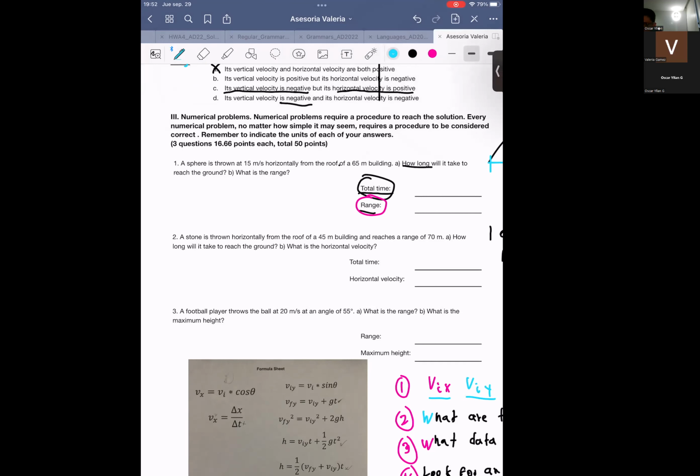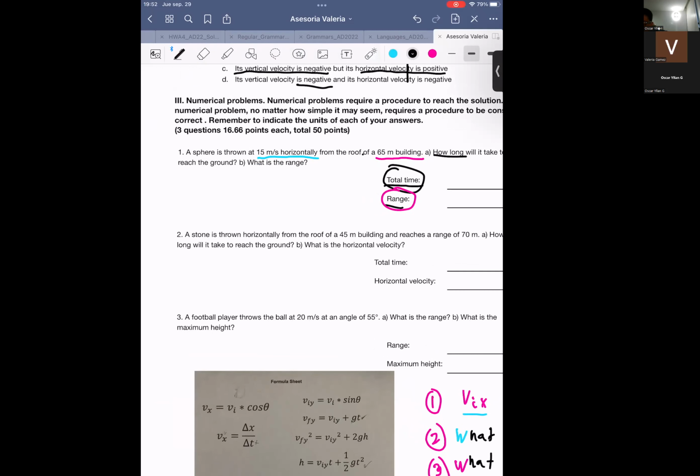Okay. A sphere is thrown 50 meters horizontally, right? Yes. From the roof of a 65 meters building, right? Yes. So basically, the 50 meters per second horizontally, the velocity, the horizontal Vx, right? Yes. It is 50 meters per second.